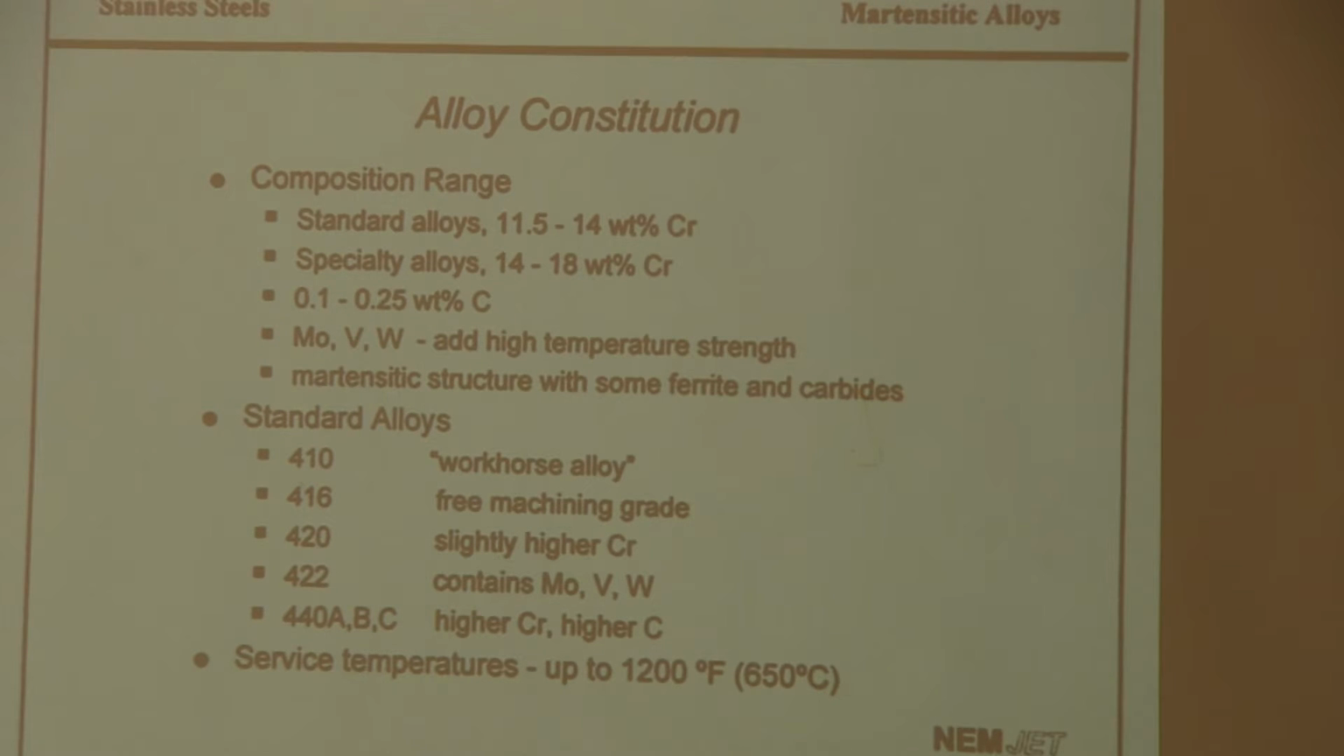The carbon is higher in these alloys, from about 0.1 to 0.25 weight percent. That's what increases the hardenability of these alloys and makes them martensitic. You've also got additions of molybdenum, vanadium, and tungsten. The structure that you end up with is typically a martensitic structure, and a lot of times you have little islands of ferrite. I'll put this diagram up real quick, and then we'll go back to that slide.